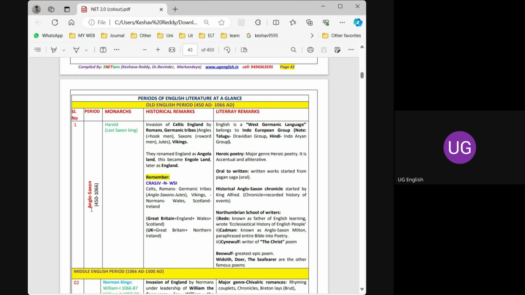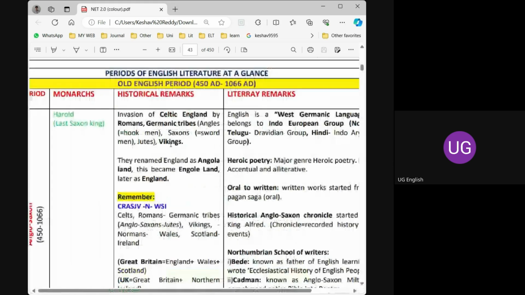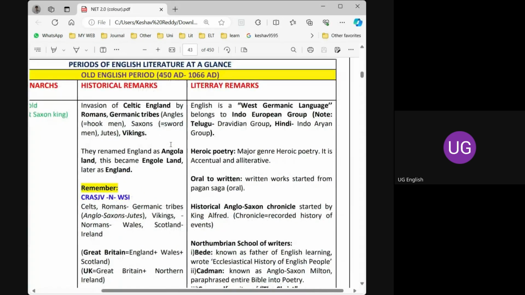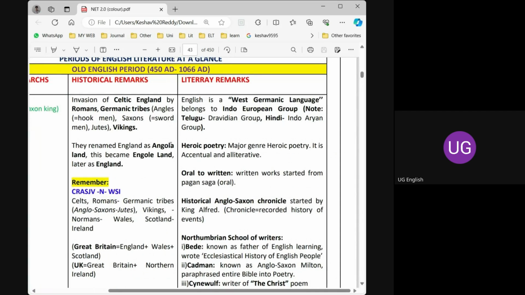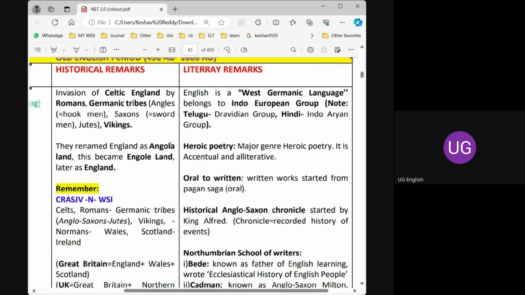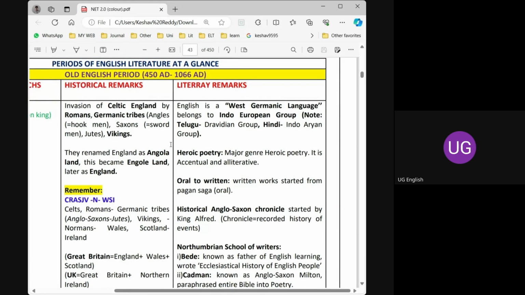So there is a famous king named Harold. You should also remember this name. Harold is the last Saxon king. So I try to include the names of the kings or the monarchs as well as the historical and literary remarks in one single table. So let us see how this is to be remembered and how this is very useful in understanding the English literature. I will just give you a few examples and I will just stop the class.